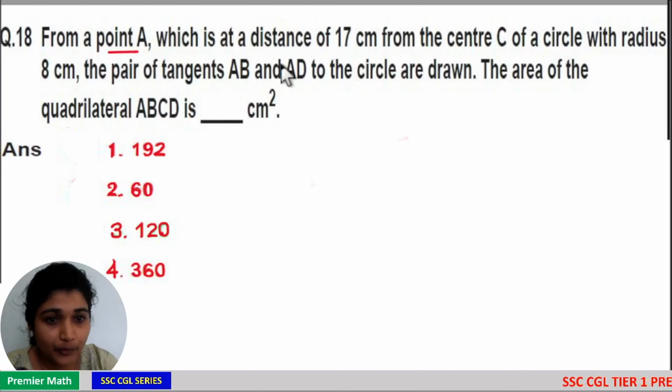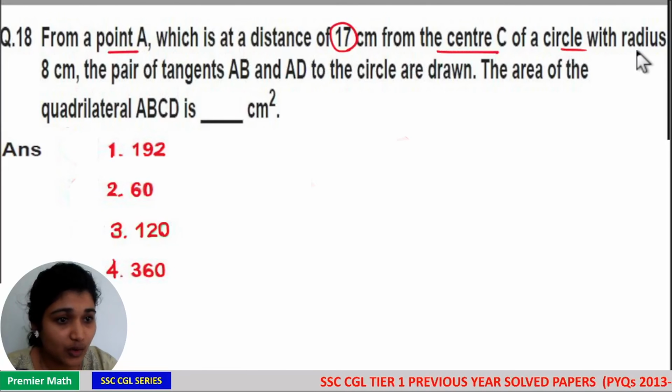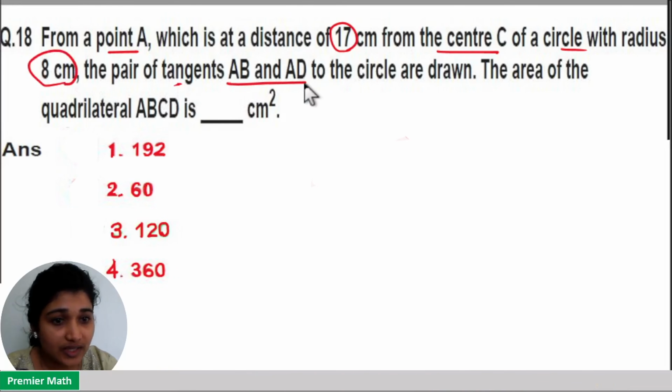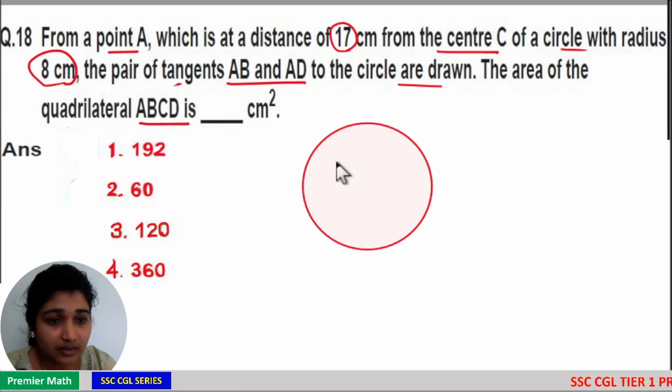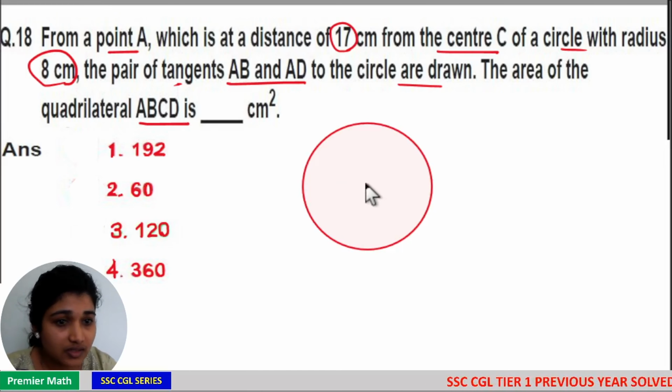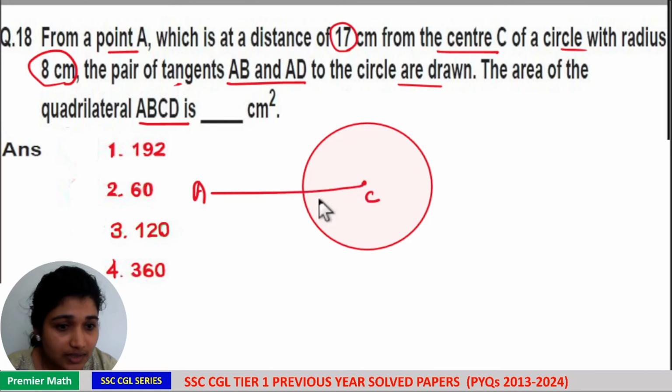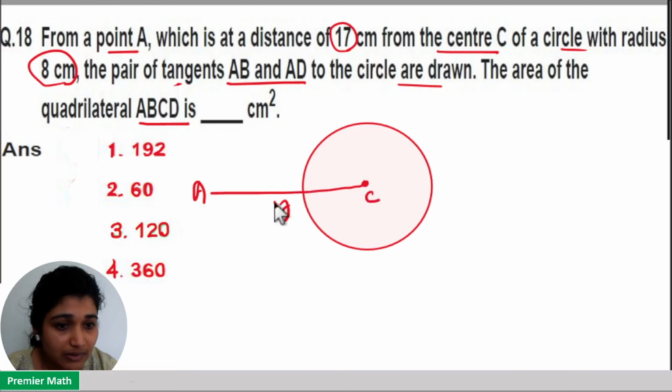From a point A, which is at a distance of 17 centimeter from the center C of a circle with radius 8 centimeter, the pair of tangents AB and AD to the circle are drawn. The area of quadrilateral ABCD is. Here, consider this as circle with center C. Now, A is a point at a distance of 17 centimeter from the center of the circle.